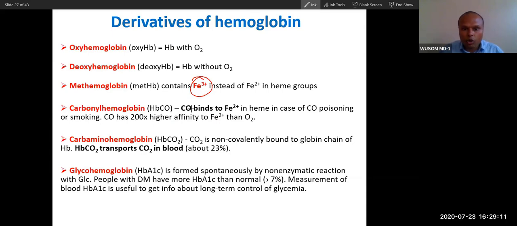Now carbonyl hemoglobin: when carbon monoxide binds, this is called carbonyl hemoglobin. Carbamino hemoglobin is the hemoglobin that binds carbon dioxide, that is deoxygenated hemoglobin. So carbaminohemoglobin, glycohemoglobin, you already know. What is this glycohemoglobin? HbA1c. What is the significance of HbA1c? Diabetes mellitus. So diagnosis of diabetes.